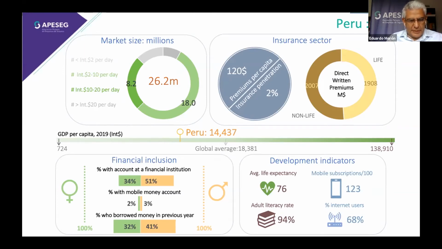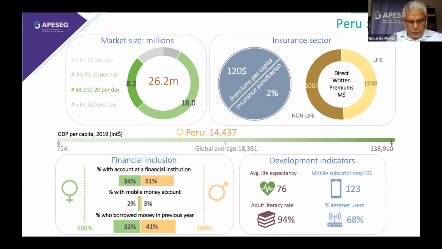This first slide is just a quick snapshot of Peru. You will see that most of the people live between $10 and $20 per day, of 26.2 million, the total market size. The level of insurance penetration in Peru is a little bit less than 2%. That amounts to $120 per capita. And if you look at some elements that help financial inclusion, you see this gender divide between those with an account at a financial institution, those with some mobile money account, and those that have borrowed some money in the previous year.